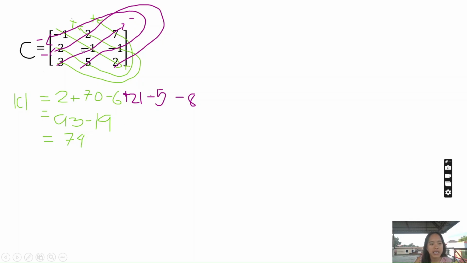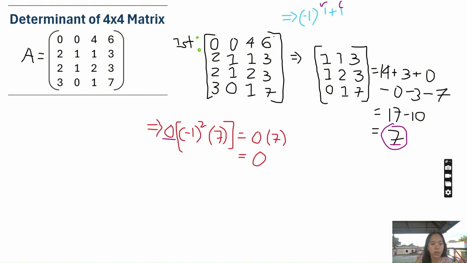Now, since the 3 by 3 matrix is clear to you, we will go down to 4 by 4. The 4 by 4 matrix is very tricky because we will have another way, not really quite different from the other, but there are steps that were not included before, because it is already a 4 by 4 matrix.